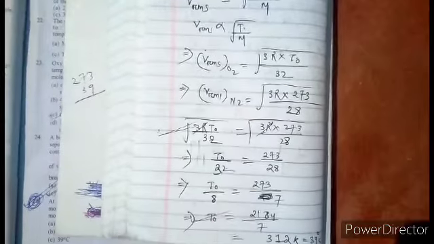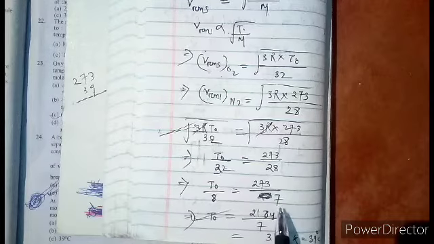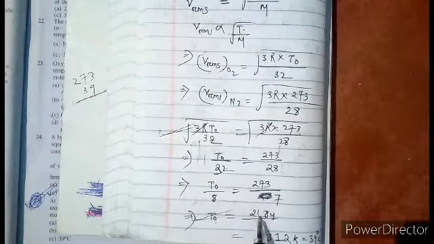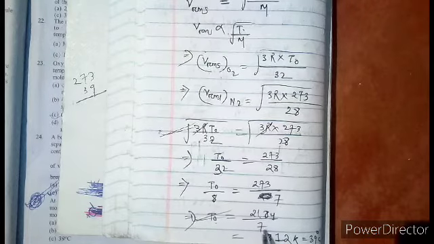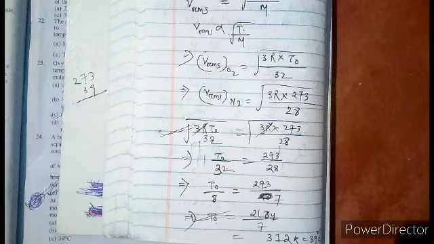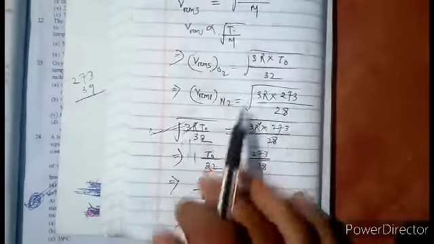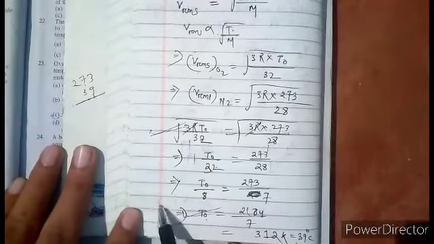T upon 8 is equal to 273 upon 7, that is T is equal to 2184 by 7, that is 312 Kelvin, that is 39 degrees Celsius. The answer is 39 degrees Celsius.